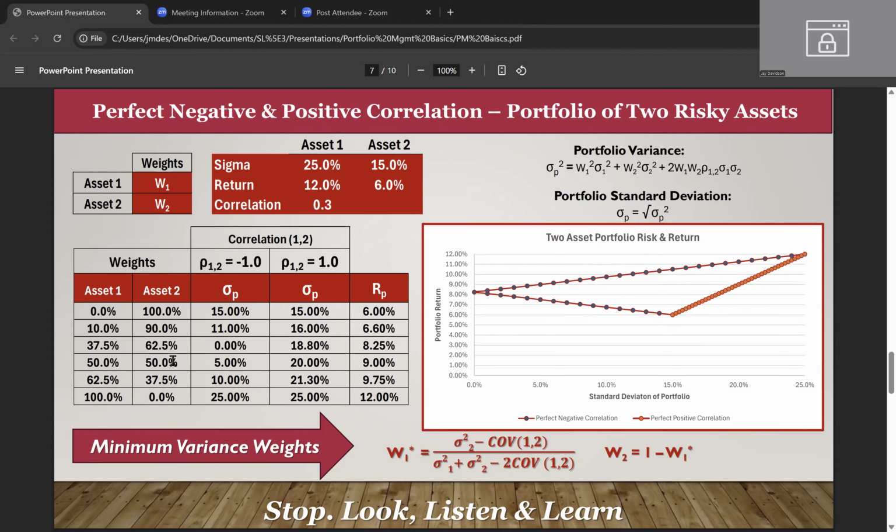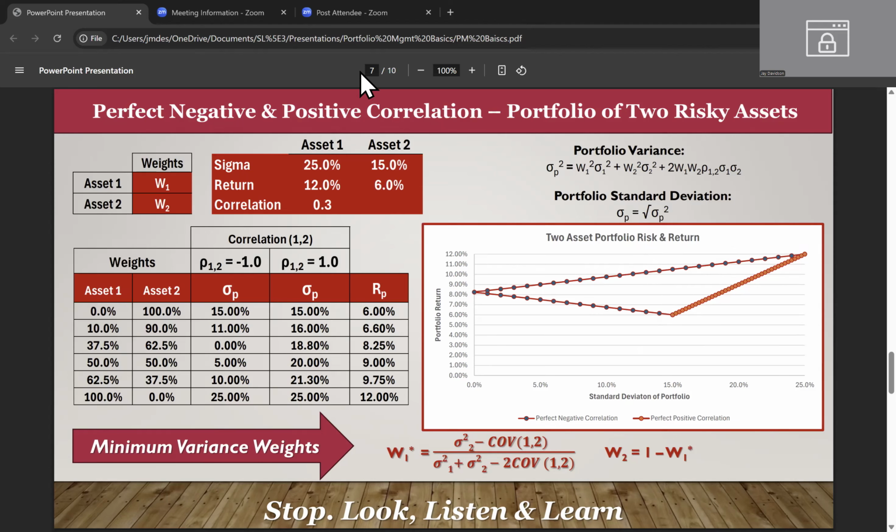Let's go to the row where you invest 50% in asset one and 50% in asset two. And you have perfectly positive correlation, then you can see that the standard deviation of the portfolio is 20%. And if you take half of 25%, that's 12.5%. And if you take half of 15%, that's 7.5%. And you add that to the 12.5%, you get 20%. And so you can see that's what the standard deviation of the portfolio would be when you invest exactly half in asset A and exactly half in asset B.